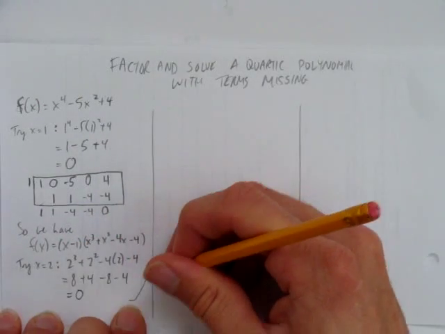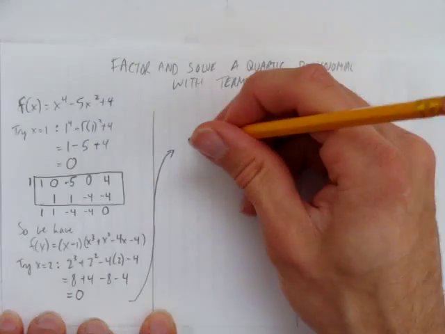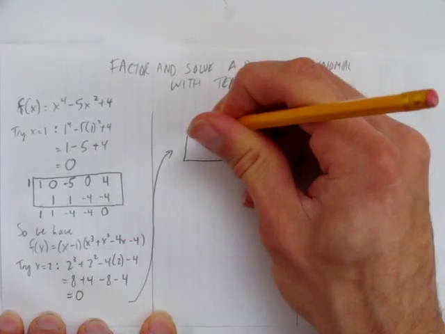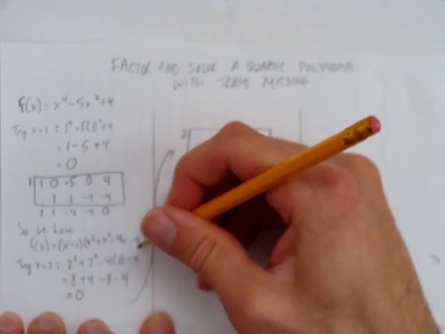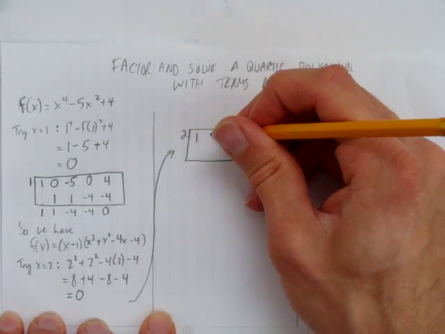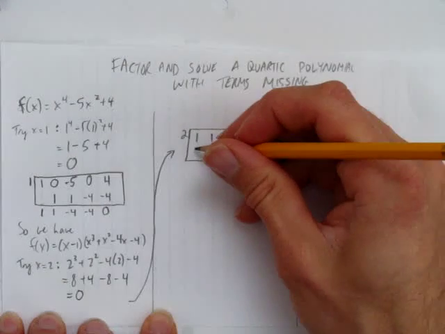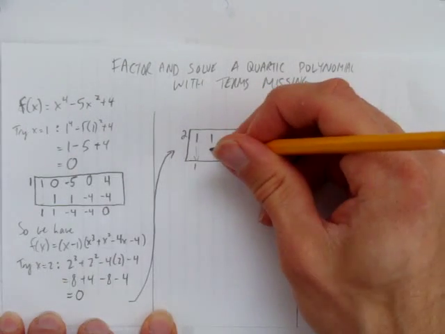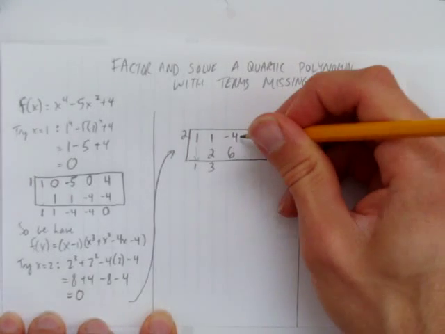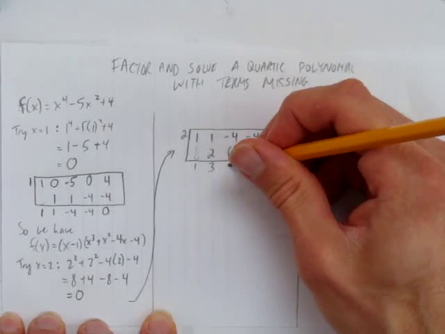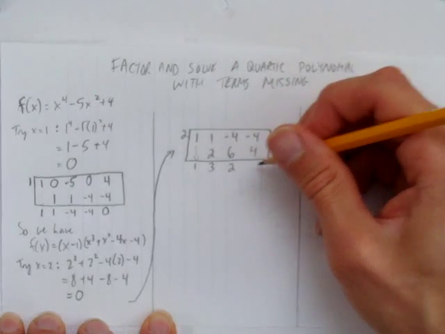So it means 2 works, and I'm good to go again on synthetic division, but just on this inside piece. So I'm going to use my 0, which is a 2, and then the coefficients of this inside polynomial, which is a 1, a negative 4, and a negative 4. Synthetic division again. Bring down the 1, multiply. 1 plus 2, add. 2 times 3, multiply. Negative 4 plus 6, add. 2 times 2, 4. Negative 4 plus 4 is 0.